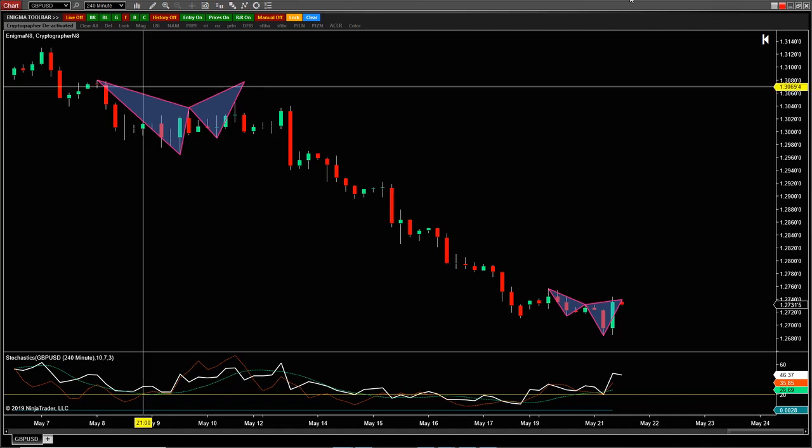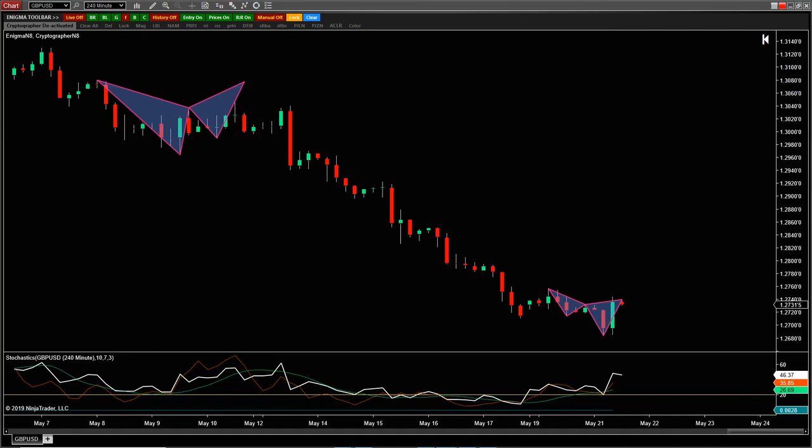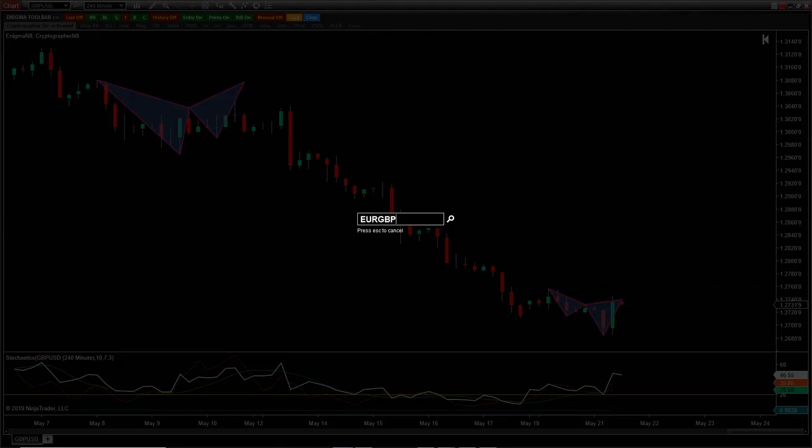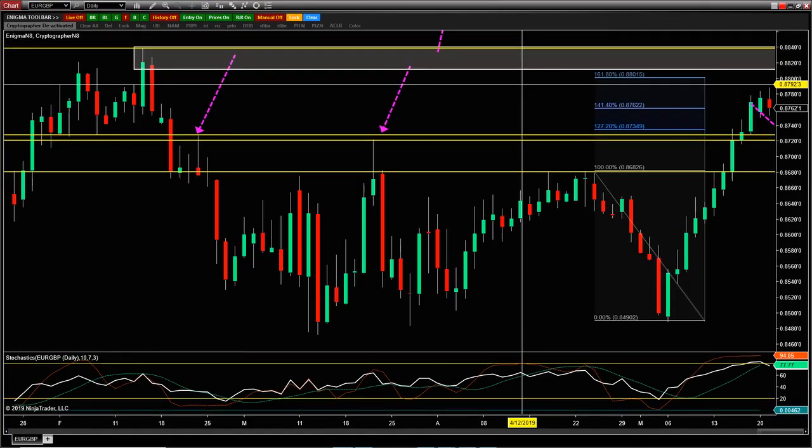All right, let's go to dollar yen, New Zealand, Canada, pound dollar, euro Canada. I said euro pound we go to next. Euro pound recently breaking and closing above previous structure.